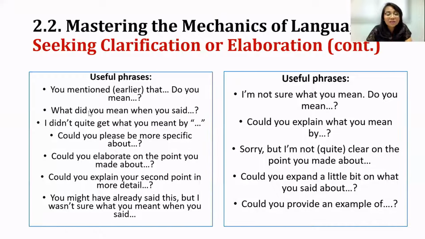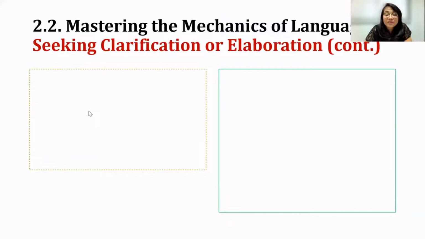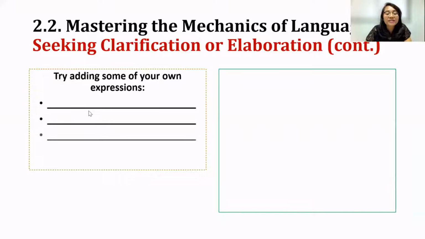So there are a lot of phrases here. Let me count. 1, 2, 3, 4, 5, 6, 12 phrases, both for clarification and elaboration. I believe there are many more expressions that we can use. So can you come up with some new ideas of the phrases that we can use to seek clarification or elaboration in small group setting? Please find out some other expressions, and write it down in the yellow box.